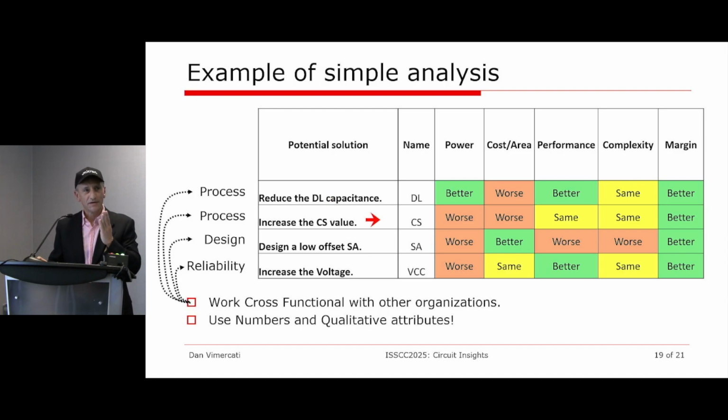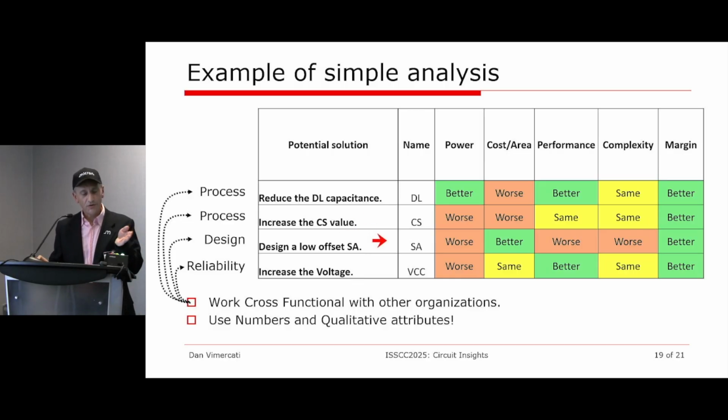The same goes for the storage capacitor value. You're asking for an increase on that. If you ask that, the power will be slightly worse. The cost may be worse because the process cost of creating a bigger capacitor requires engineering and may require more steps, so it's a little worse. The performance is probably the same, or similar, because the storage capacitor is not as capacitive as the digital line, which is the main capacitance that we have to switch all the time. The complexity is probably the same as far as the design is concerned, and the margin is better.